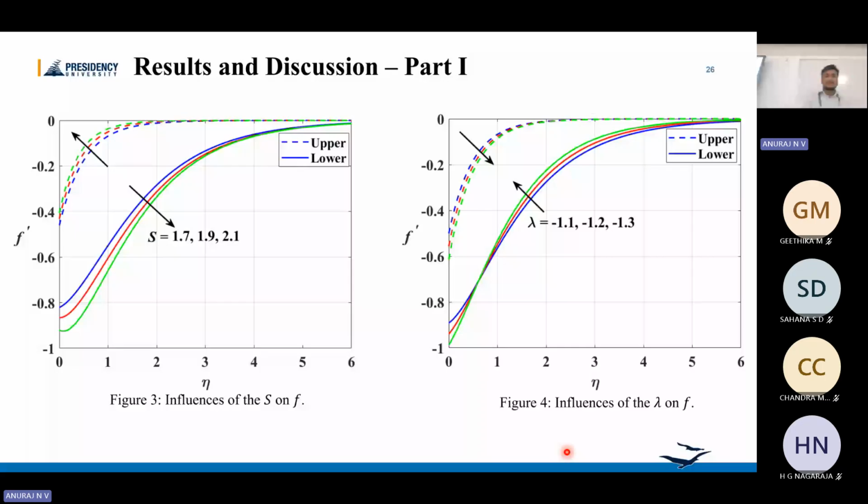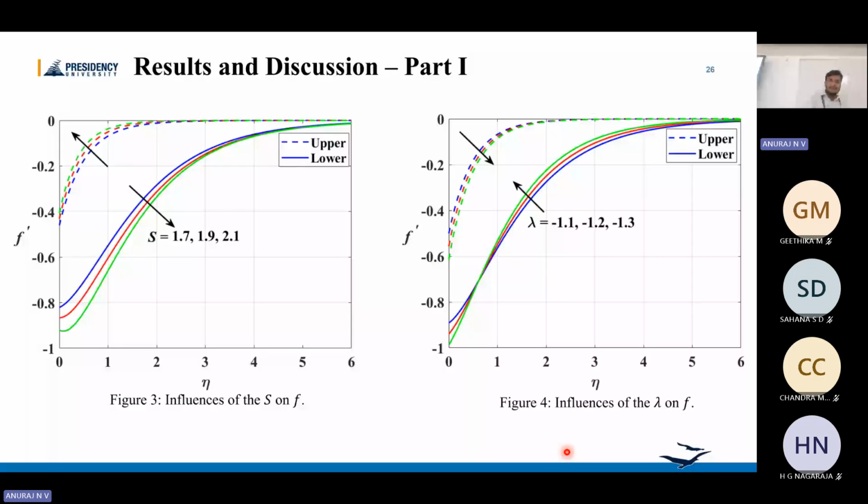When the suction parameter increases, physically what happens is that all fluid particles come near the surface. When the suction parameter is increasing, it pulls out the velocity, but initially there are fluid particles which help the fluid flow fast. That is the thing here. The suction parameter is always negative in nature. As the suction parameter increases, the negative values increase, and the flow is increasing.